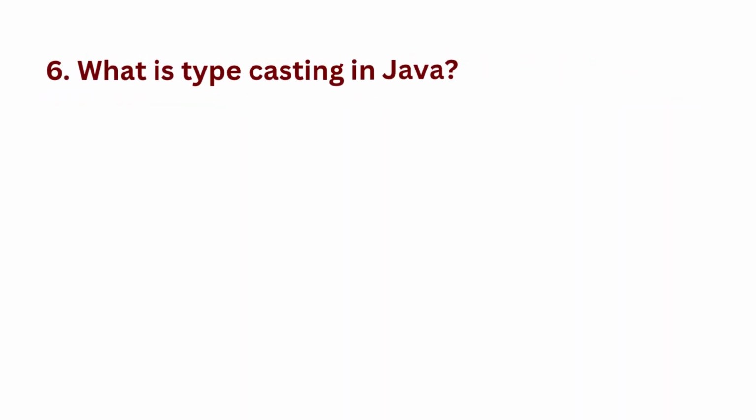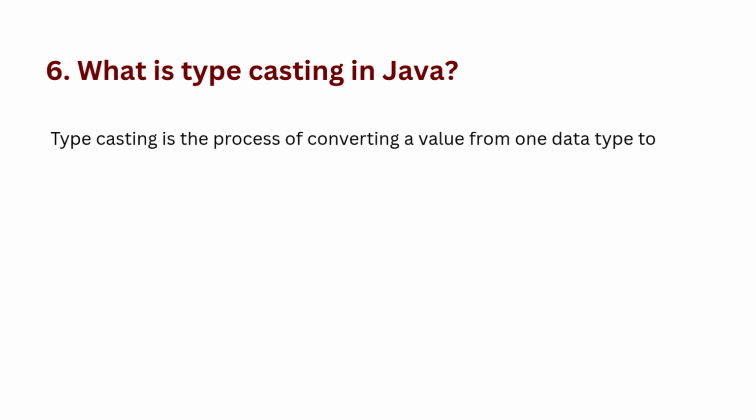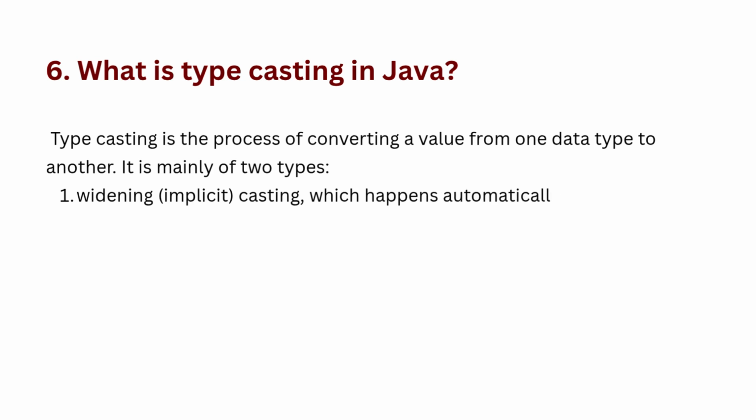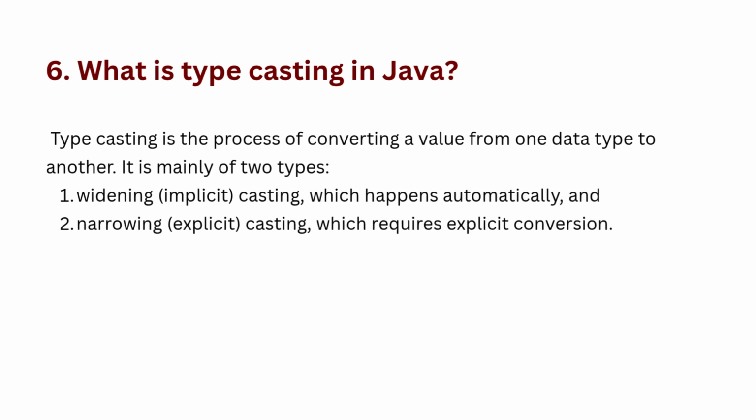Sixth question: what is typecasting in Java? Answer: typecasting is the process of converting a value from one data type to another. It is mainly of 2 types: widening casting, which happens automatically, and narrowing casting, which requires explicit conversion.